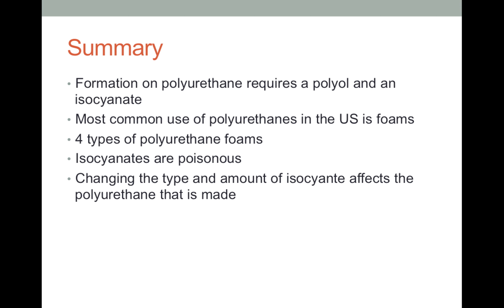To summarize everything I've just said, the production of polyurethane requires a polyol and an isocyanate, and the most common use of polyurethanes in North America is in the polyurethane foam industry. There are 4 common types of polyurethane foams, and these are flexible, semi-rigid, rigid, and integral, and each of these have different applications. The isocyanates used to create the foams are poisonous and can be very dangerous if they are not stored and handled correctly. The 2 most commonly used isocyanates in making polyurethane foams are toluene diisocyanate and methylene diphenyl diisocyanate, and change in the type of isocyanate and even the concentration of the diisocyanate has effects on the polyurethane that is formed.